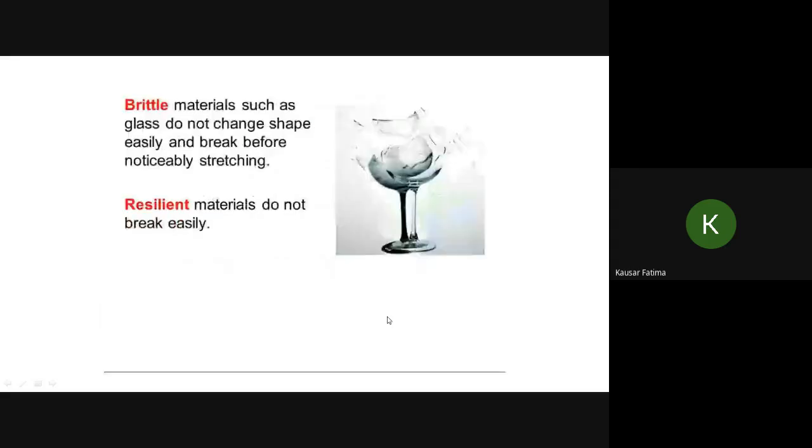Now there are some materials here, brittle materials, like glass. They do not change shape easily and they break quickly. We don't see any stretching in the glass when you apply force. It soon snaps and breaks. And resilient materials do not break easily, like car tires are resilient.